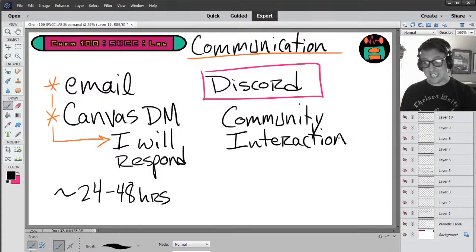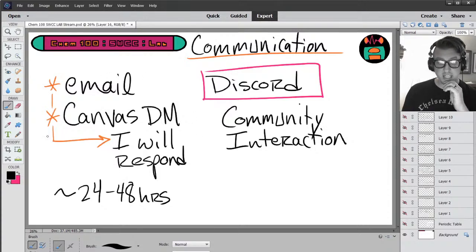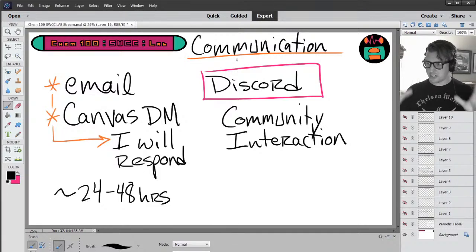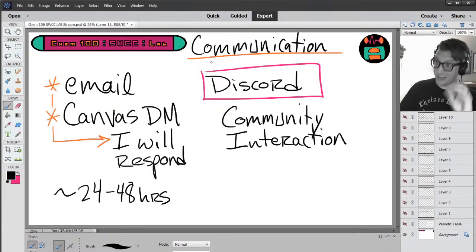So if you need to get in contact with me, these are the ways to do it: email and Canvas. If you send me something on Discord, I might see it, I might not. Again, it's more about community building. I just wanted to make sure we're all on the same page up front, so you're not saying, but I messaged you on Discord and you never got back to me. I may not have ever seen it. But if you email me or Canvas DM me, I will see it and you will get a response.